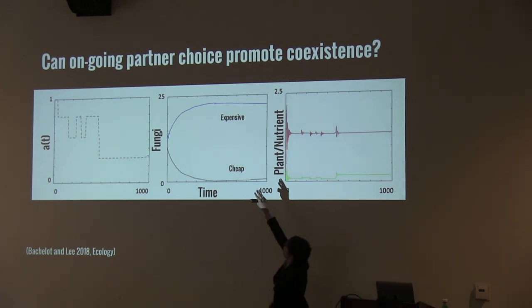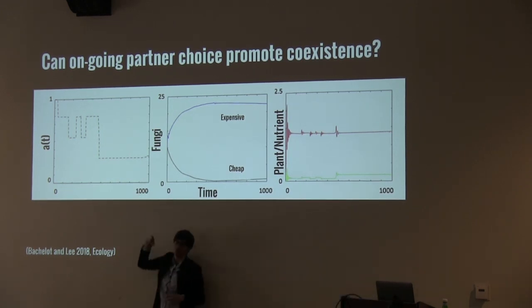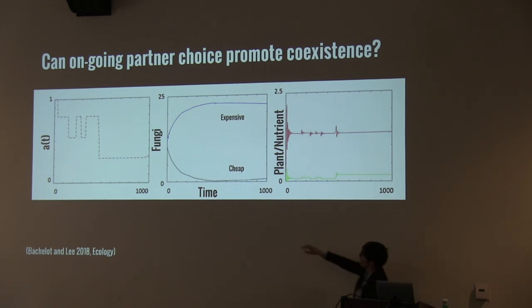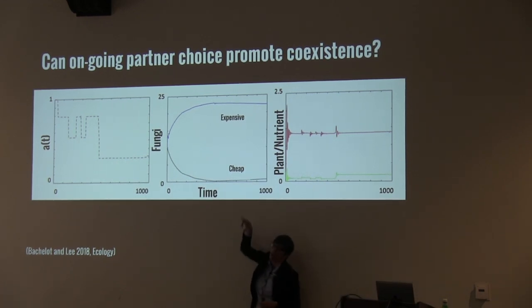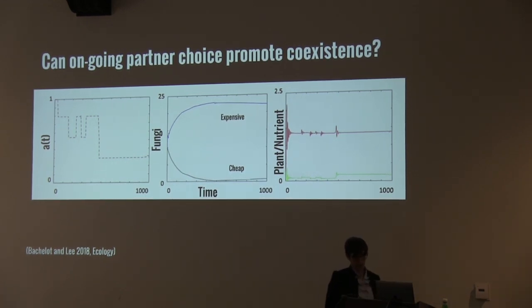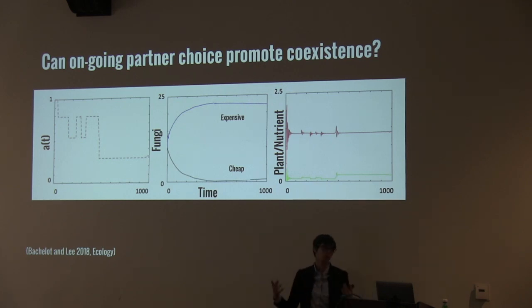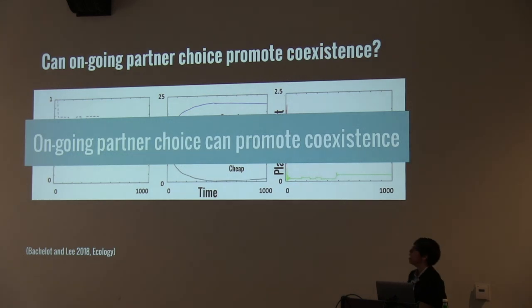But then you reach a point where you switch from being a mutualist to a parasite. In that case, the plant changes and starts allocating more and more to the cheap fungi as a way to buffer against the parasitic effect of the expensive fungi. So all of a sudden you decide to rescue the cheap fungi to buffer against this negative effect of the expensive fungi. That was very exciting theoretically, because that's the first time that we were able to show that ongoing partnerships can allow for coexistence.